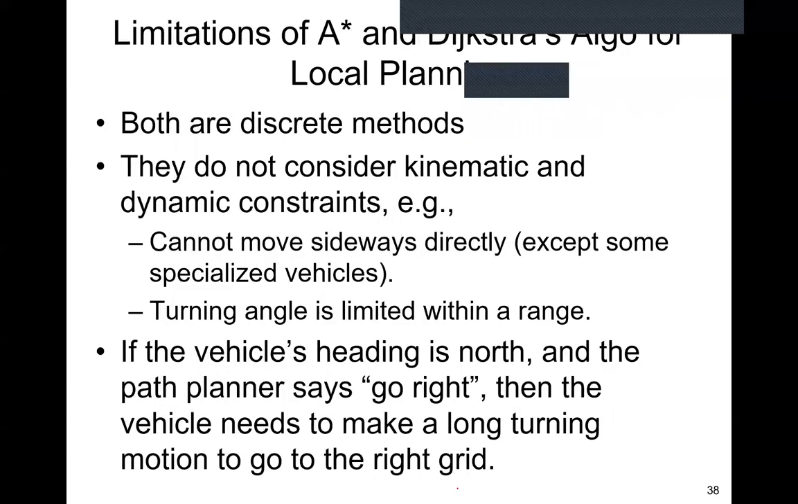So limitations of A-star and Dijkstra's algorithm for local planning. Both are discrete methods. You are traversing a discrete graph. They do not consider kinematic or dynamic constraints. So a vehicle cannot move sideways directly, except some specialized vehicles. And the turning angle is limited within a range. So for example, if the vehicle's heading is north, and the path planner says go right, then the vehicle needs to make a long turning motion to go to the right grid cell.